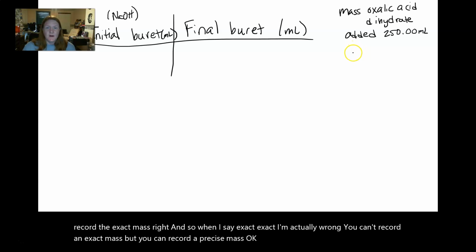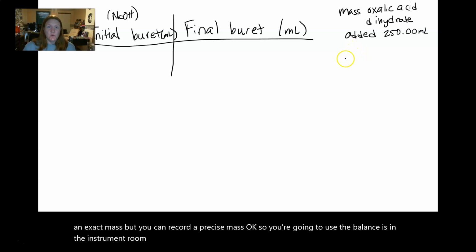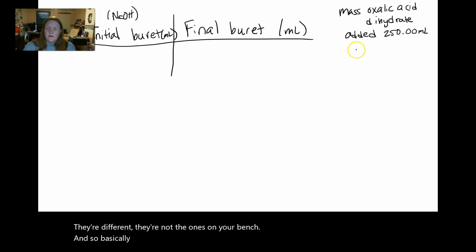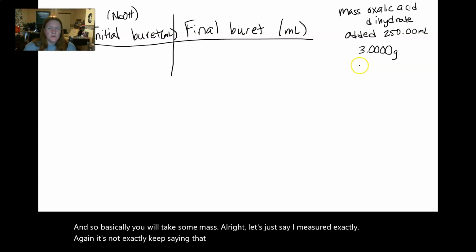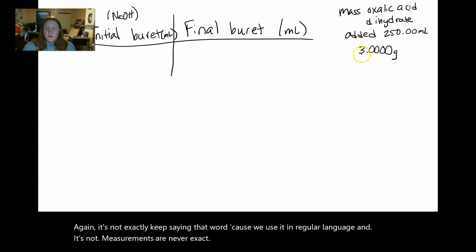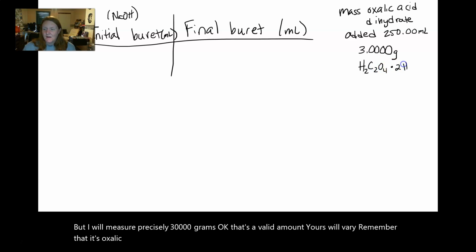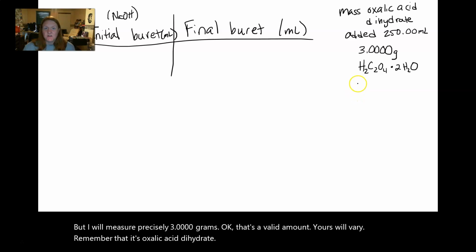So you're going to use the balances in the instrument room to do that. Make sure you watch the video about how to do that. They're different. They're not the ones on your bench. And so basically you will take some mass, all right? Let's just say I measured exactly, again, it's not exact. I keep saying that word because we use it in regular language and it's not. Measurements are never exact. But I will measure precisely 3.0000 grams. Okay, that's a valid amount. Yours will vary. Remember that it's oxalic acid dihydrate when you measure it.